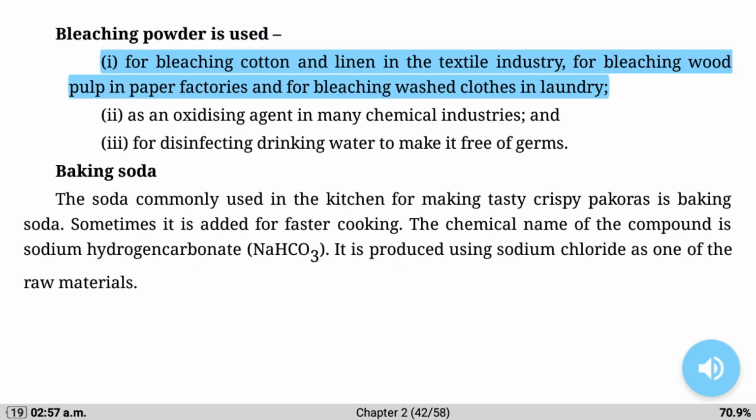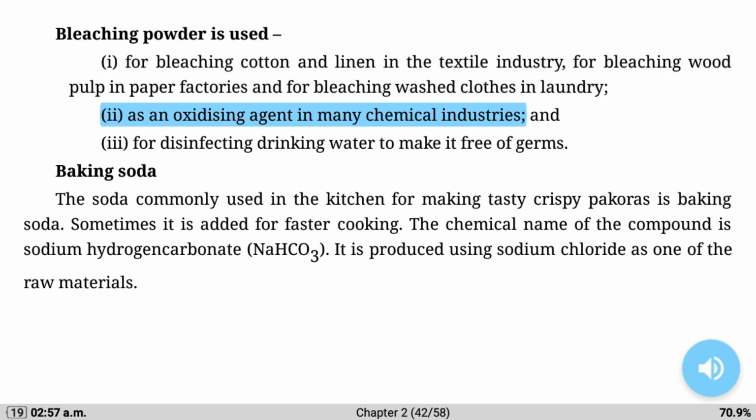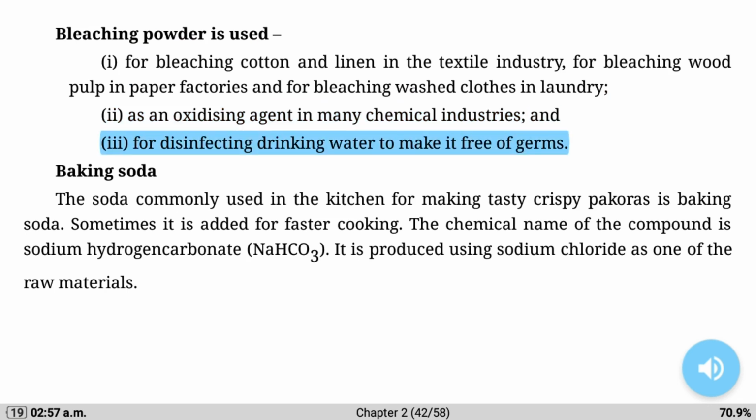Bleaching powder is used (I) for bleaching cotton and linen in the textile industry, for bleaching wood pulp in paper factories, and for bleaching washed clothes in laundry; (II) as an oxidizing agent in many chemical industries; and (III) for disinfecting drinking water to make it free of germs.